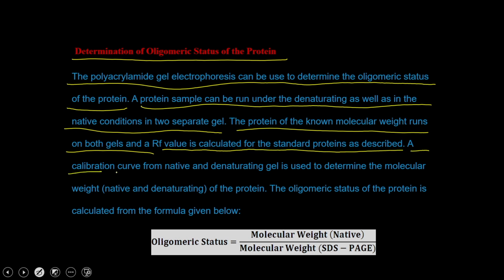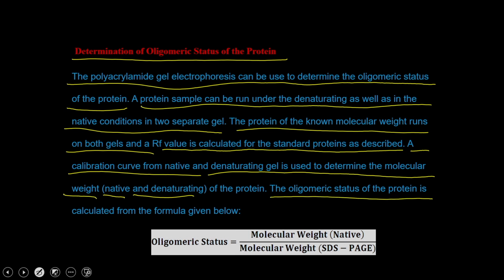A calibration curve can be drawn from the native as well as the denaturing gel, and it is used to determine the molecular weight of that particular protein under the native condition as well as the denaturing condition. The oligomeric status of the protein is calculated from the formula.